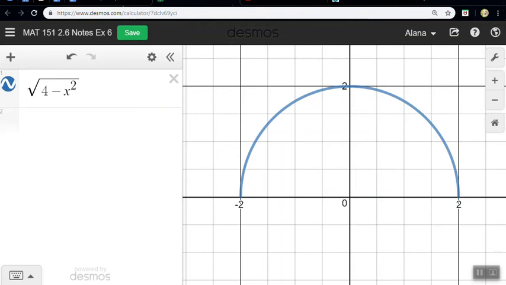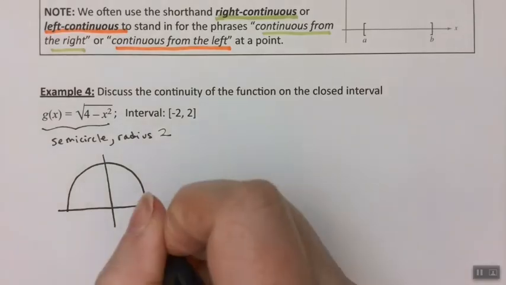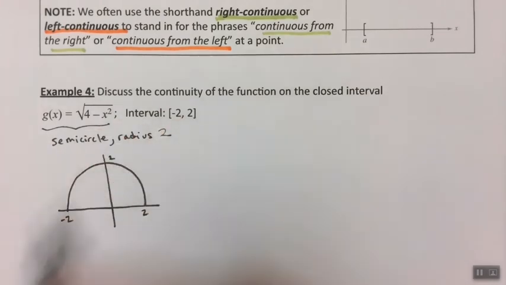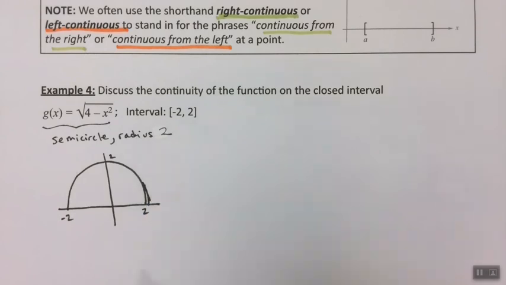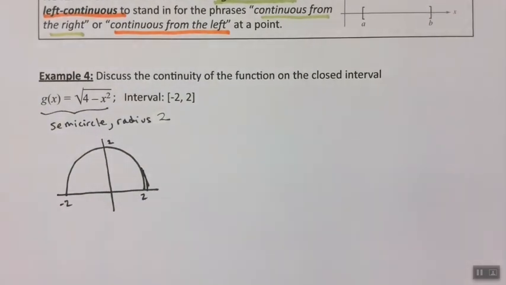So the square root of 4 minus x squared is a semicircle with radius 2. All right, so I'm going to put a little 2 and -2 right in here. I realize it's not perfectly to scale, but you get the general idea. There. That's a little better.